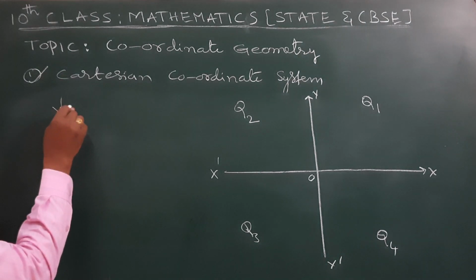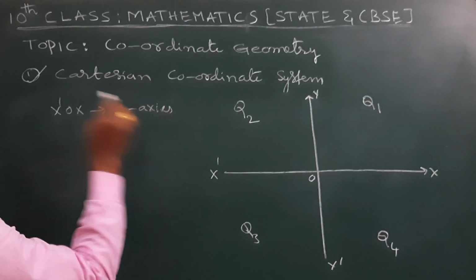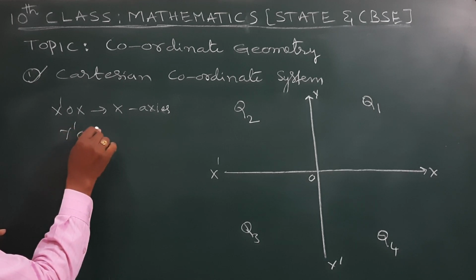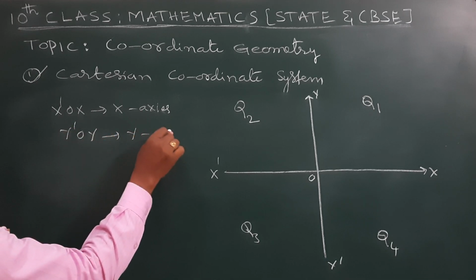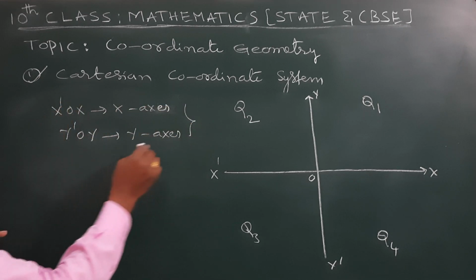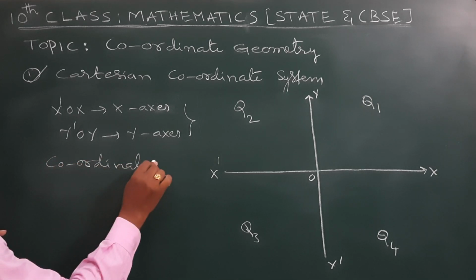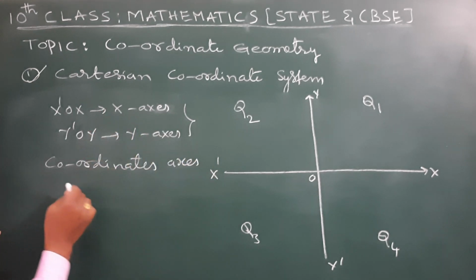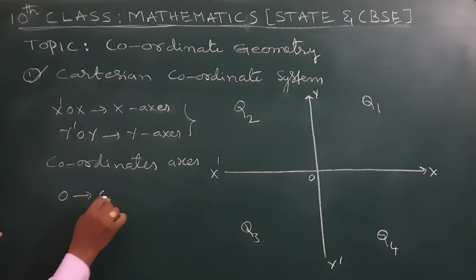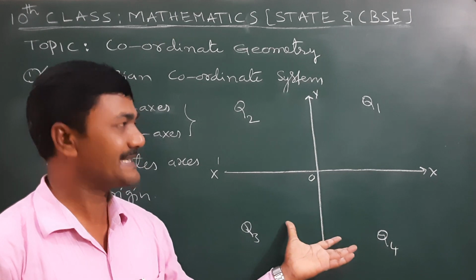Here, x dash 0 x is called the x-axis, and y dash 0 y is called the y-axis. These two axes are called the coordinate axes. Here, 0 is called the origin. What are the points in the Cartesian coordinate system?